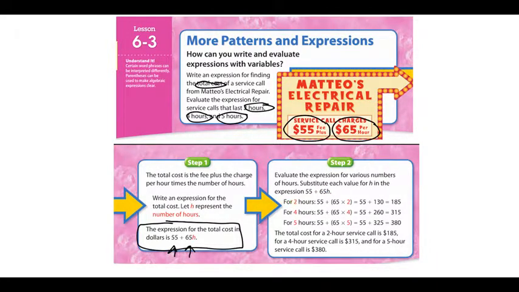All right, so if you had 2 hours, notice how they use parentheses here. Why did they do 65 times 2 in parentheses? Well, hopefully you're thinking about this as we do this. We have to multiply those two first in order to get the right answer, because we need to know how much per hour. Then you can add the 55. Once they did that, they got 130, and then they could add 55 plus what was in parentheses to get $185. So they did that for 4 hours and for 5 hours.